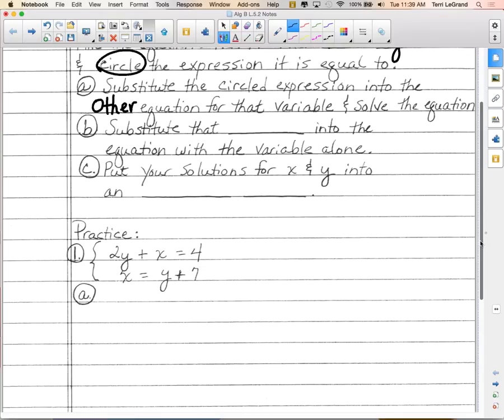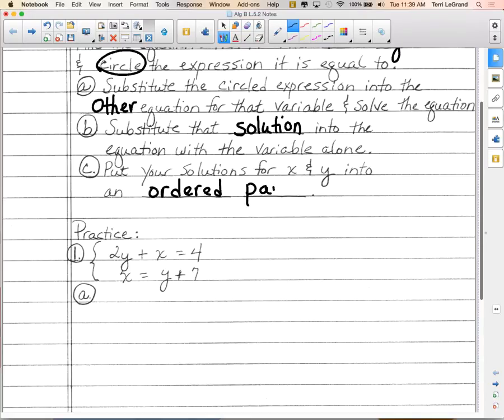Then we're going to substitute that solution. So if we solved for x, we're going to take our solution for x and put it into the equation that has the variable alone. If we solved for y, we'll put it in. So whichever one we have. Basically, if we've already solved for x, we're going to have to solve for y. If we've already solved for y, we're going to have to solve for x. We've got to have them both. And then we're going to put our solutions into an ordered pair, just like we did with graphing.